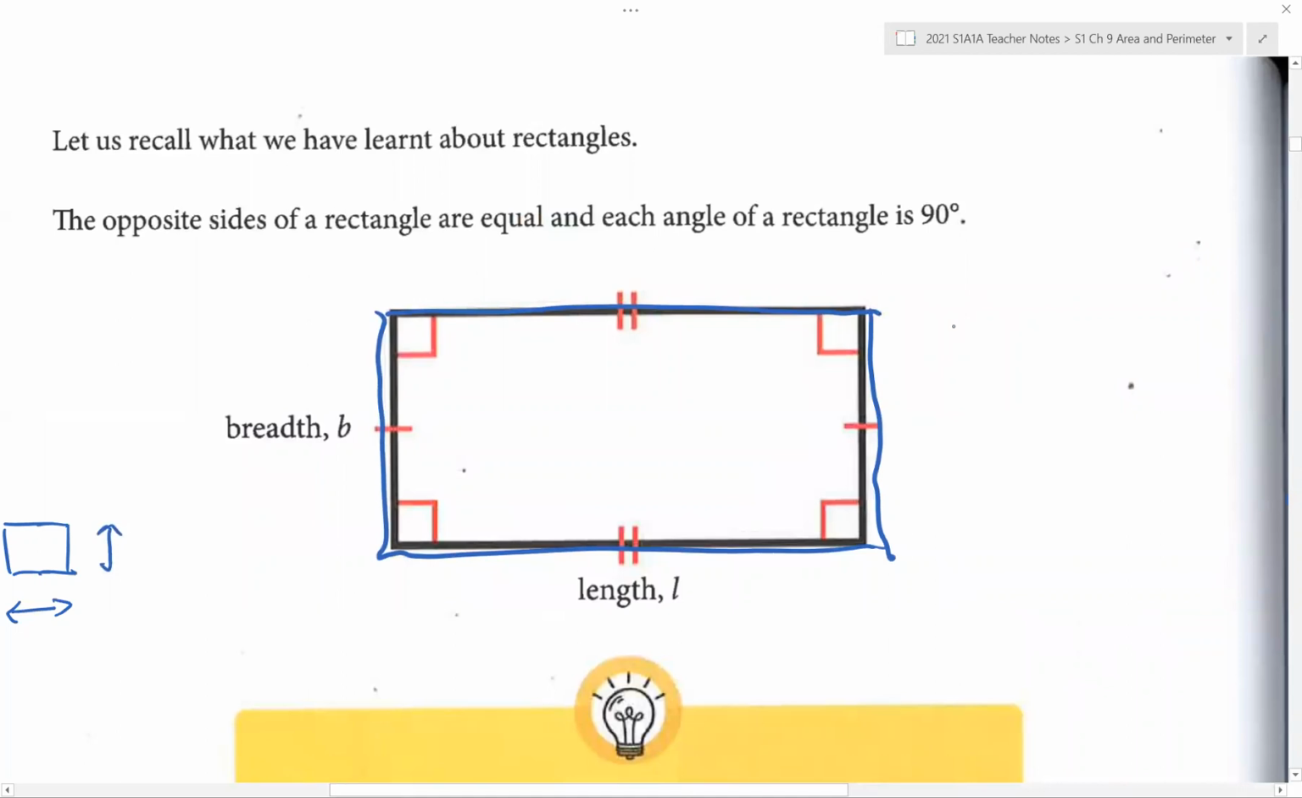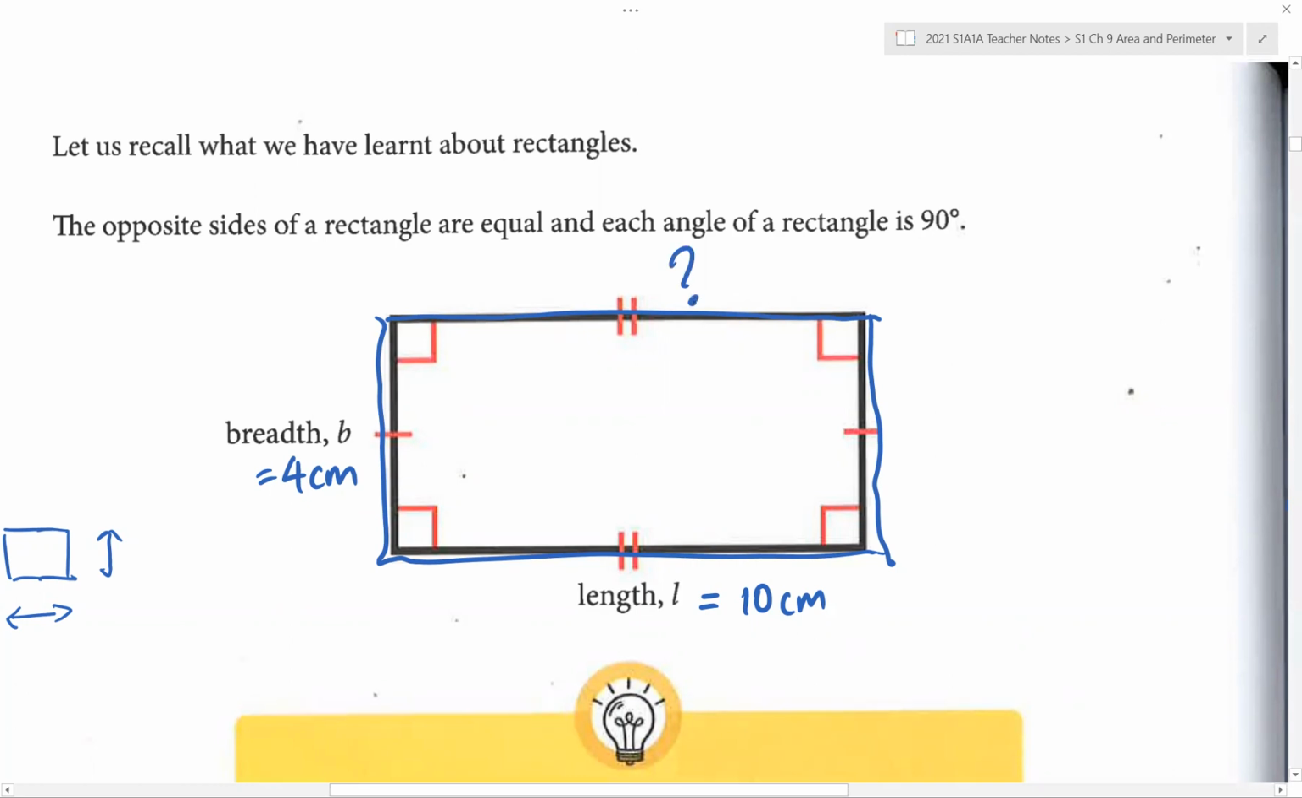Let's try some numbers first. If the length is 10 cm and the breadth is, for example, 4 cm, what is the total distance? The outline portion, what is the total? Is there enough information? Do we know this distance? Yes. Why do we know that? Because they're opposite and it is a rectangle, they must have the same. So this will be 10 cm. What about the other side? Yeah, so 4 cm. Total, add everything up, right?